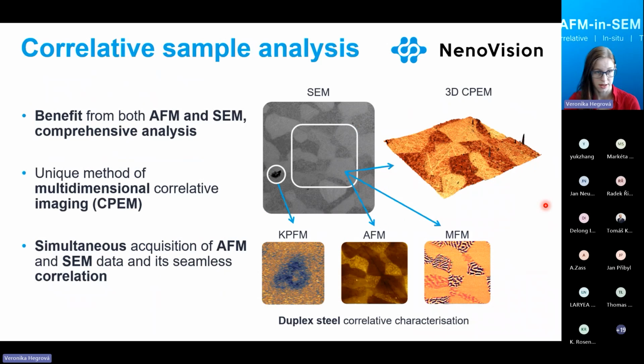Correlative sample analysis for us means that we can benefit from both AFM and SEM technology by measuring different signals simultaneously or one by one within the same chamber. So we can measure SEM, surface potential, topography, magnetic domains, and we can correlate all of it into 3D images.